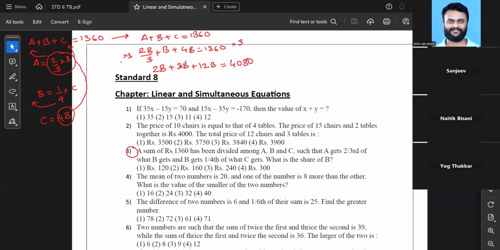So here 2 plus 3, 5, 5 plus 12, 17 I have. 17B is equal to 4080, which means B is equal to 4080 divided by 17. 240. Yeah, it's 240. Yep, option 3 is your correct answer.